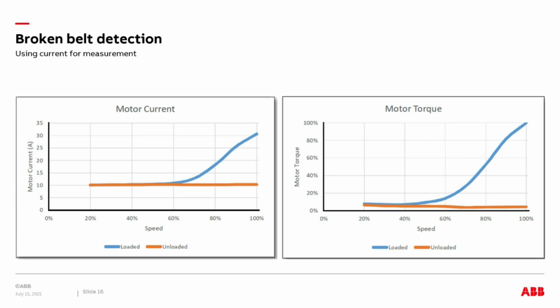The traditional current sensor solution for identifying broken belt conditions does not monitor torque. However, a drive calculates torque. Thus, a drive can be used to identify broken belt conditions instead of a current sensor. So let's take a look on the next slide at how the ACH580 sets up the broken belt detection.